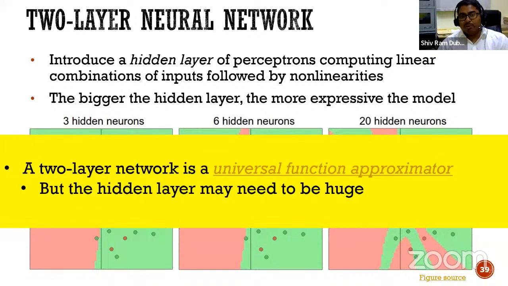But what happens? What will be the problem? If we have many neurons, then the computational complexity will increase and it will become infeasible for our machines to do that computation.